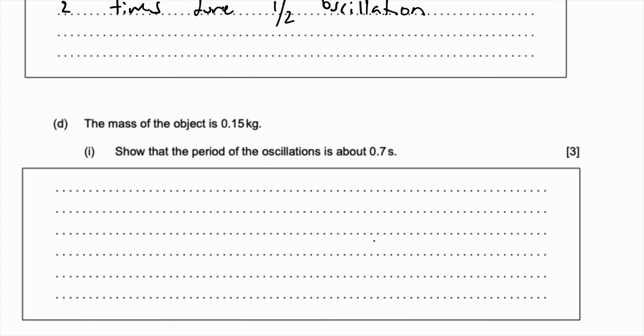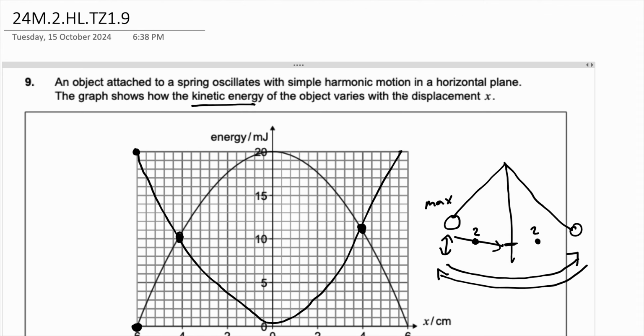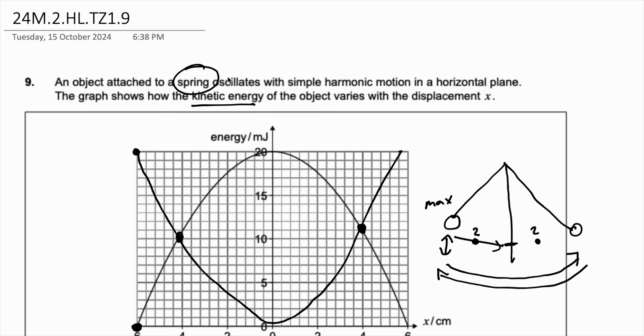Okay. Now, part D. The mass of the object is 0.15 kilograms. Show that the period of the oscillations is about 0.7 seconds. Now, if I go upwards, we know this is a spring system, spring mass system.